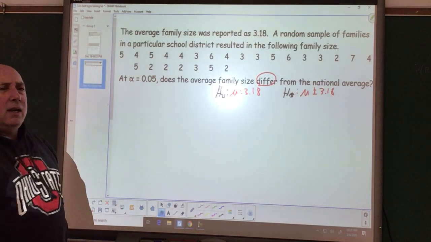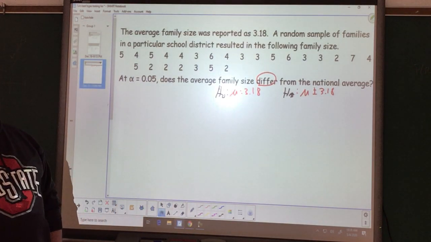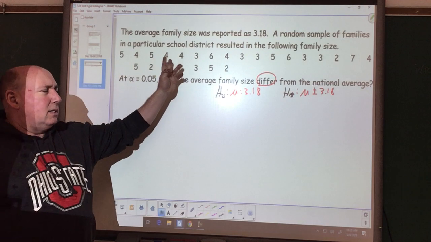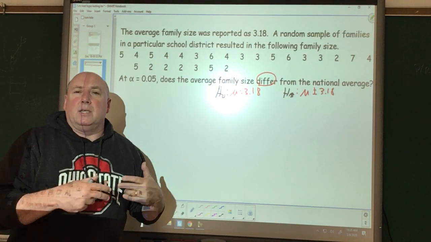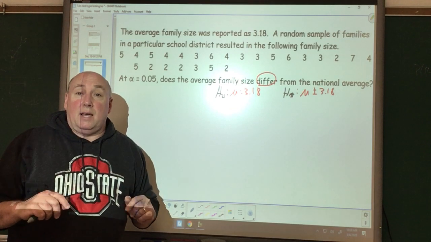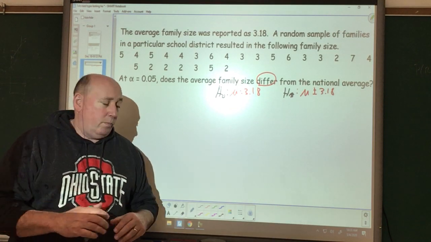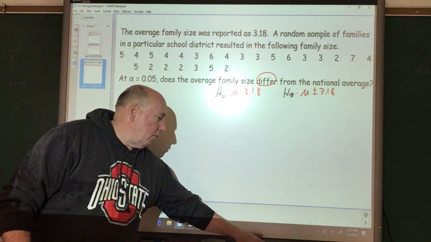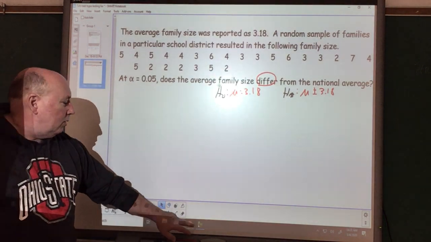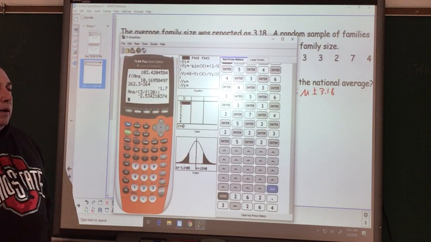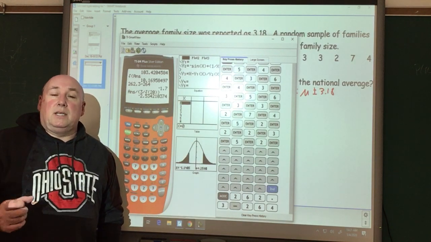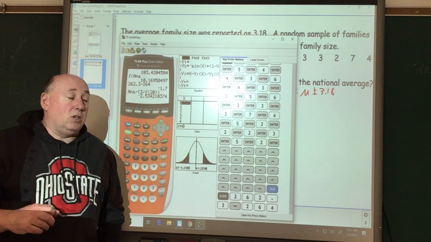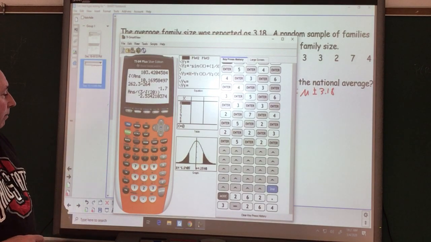I don't have a set of statistics here anymore. I don't have the data given to me. In the other problems, I've been given x bar, my sample mean, and my standard deviation. I'm not given that. So what do we do? Well, if you remember back to what our calculator will do for us, it will calculate a mean and a standard deviation. I would suggest you utilize that.